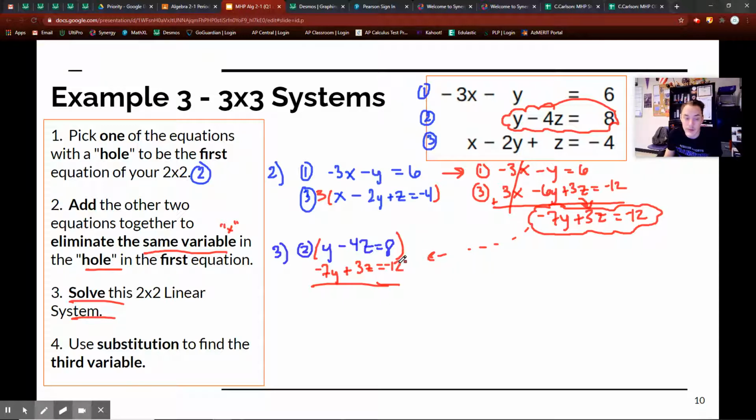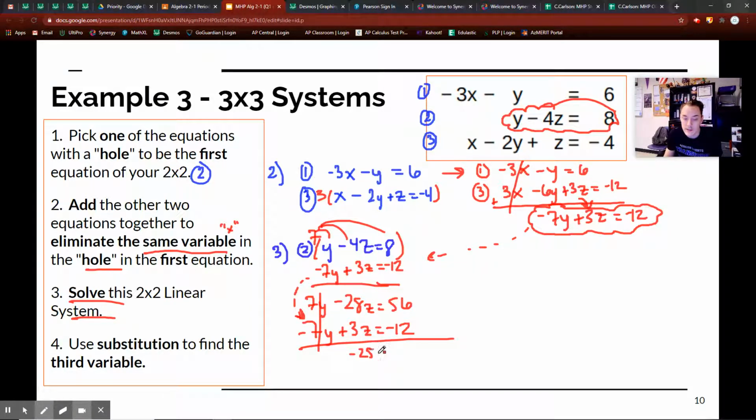You can eliminate your y, so I'm going to multiply by 7 here. So now my new equation is 7y minus 28z equals 56 when I multiply 7 all the way through. And then this, of course, right here doesn't change. It just stays the same, right? So plus 3z equals negative 12, okay? Or negative 7y. This goes poof. I'm left with the z's, so this is negative 25z. And what does this equal?